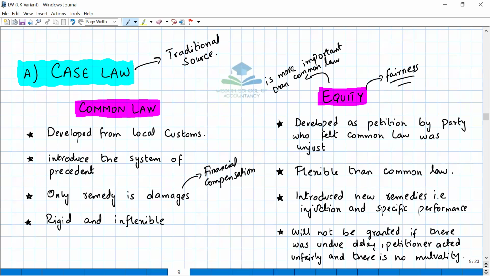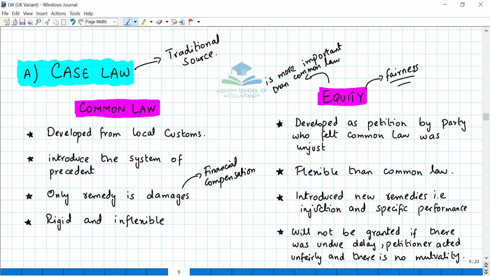The common law was developed from the local customs. The rules and regulations are developed from the local customs and culture of that particular region. For example, in an Islamic country, Sharia law is implemented, the law that has come from the Quran and Sunnah. Similarly, laws are developed from the local customs, culture and religion of the people of that specific region. So this is how the common law was derived.